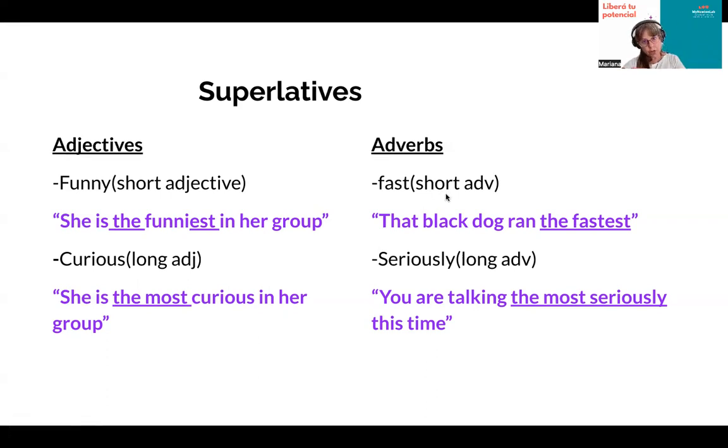Now, in the case of adverbs, short: that black dog ran the fastest. So we take the adverb fast. Remember, we said that fast was adjective and also adverb. We take fast and add est for the superlative. In a similar way, in the case of seriously, we use the most, like here, but remember you need the ly in this case to show that this is an adverb and not an adjective.